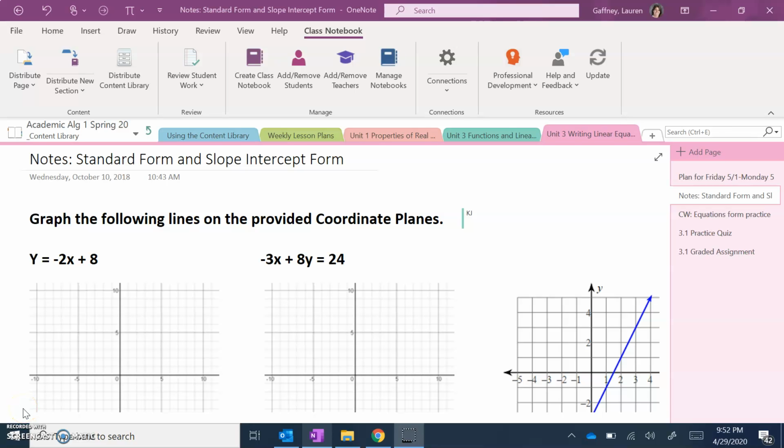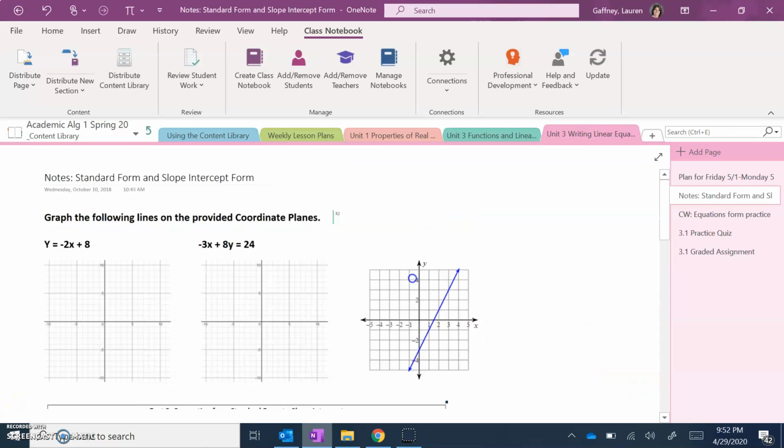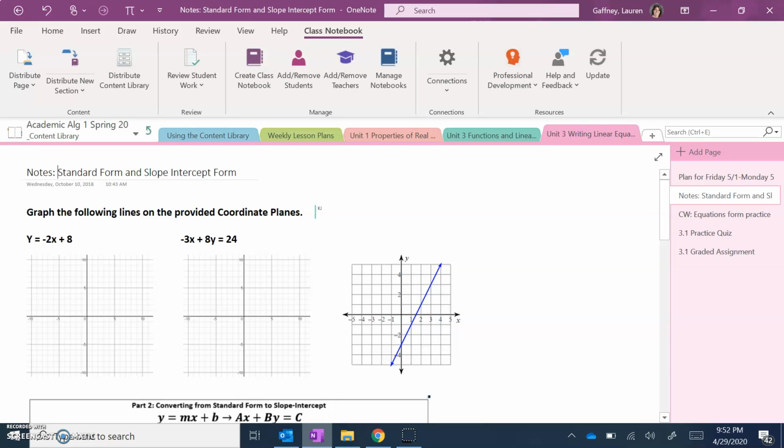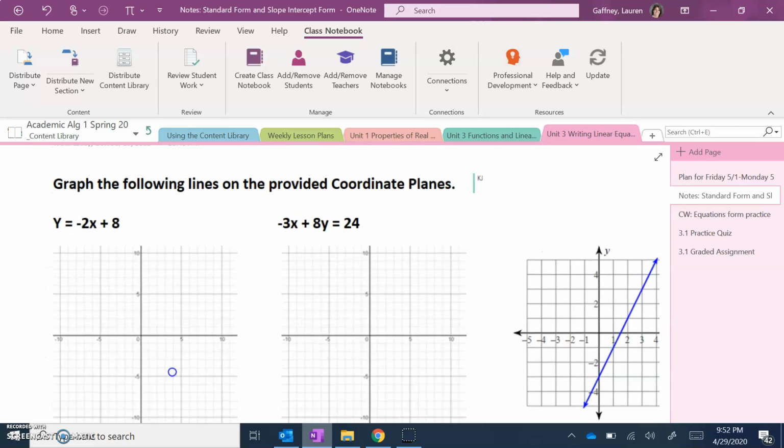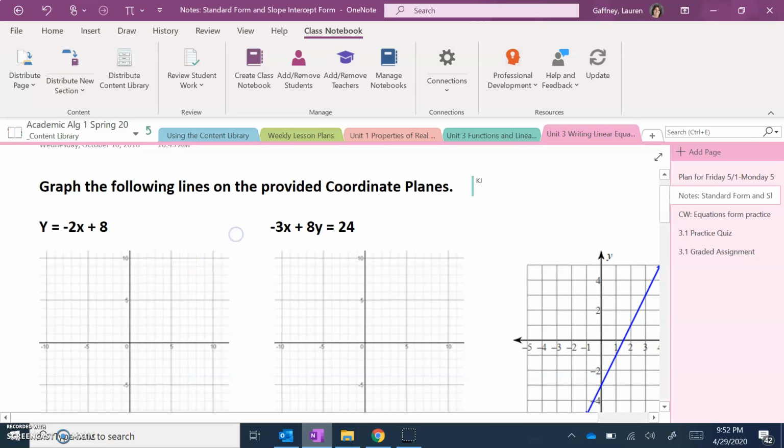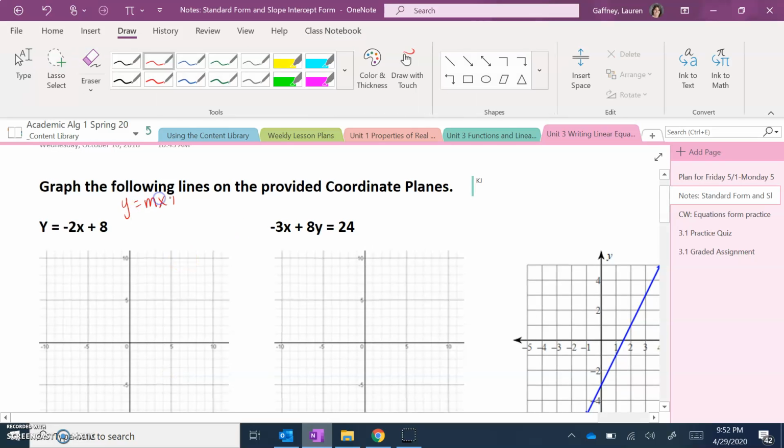Hi guys, I'm going to start this video with a couple of review problems from the last chapter. The first two want you to graph the line. The third one we're going to write the equation given the line. For the first one, it's written in slope-intercept form, which is y equals mx plus b. So our m, the slope, is -2, and our b, the y-intercept, is 8. We start up at 8, and then we go down 2, right 1, down 2, right 1, and connect.